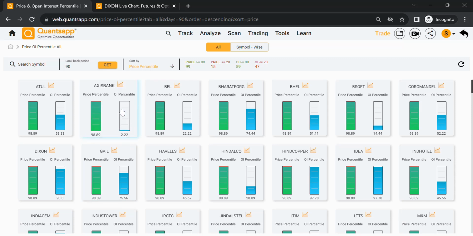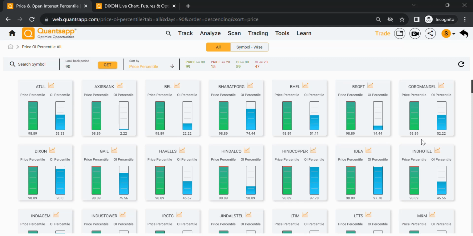So basically, if I want to create a bullish trade, I will search for stocks where the price percentile is above 90 and OI percentile is above 90. If I want to create a bearish trade, I'll search for stocks where the price percentile is below 20 and OI percentile is above 90. Price percentile below 20 and OI percentile above 90 for a bearish trade. That is what I will search for. Wherever, let's say, BHEL and BSoft, where the OI percentile has not really spiked up, I am not interested in what is happening in those stocks.